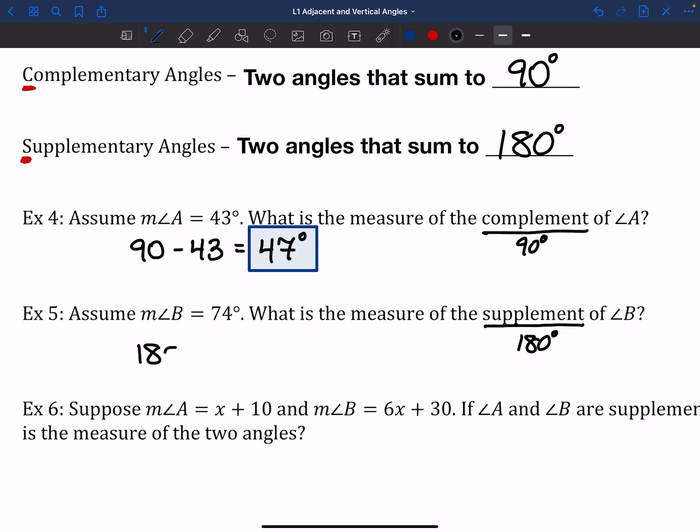You can start with 180 and take away 74. So you're taking 180, you're taking away the piece you know, and the piece that's left over that you need to get there is 106 degrees. So hopefully it doesn't seem super duper bad.